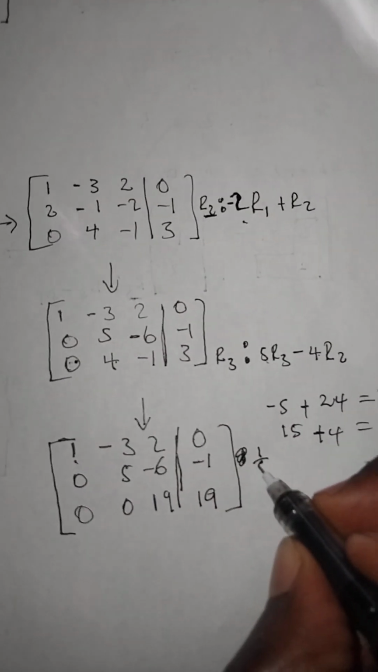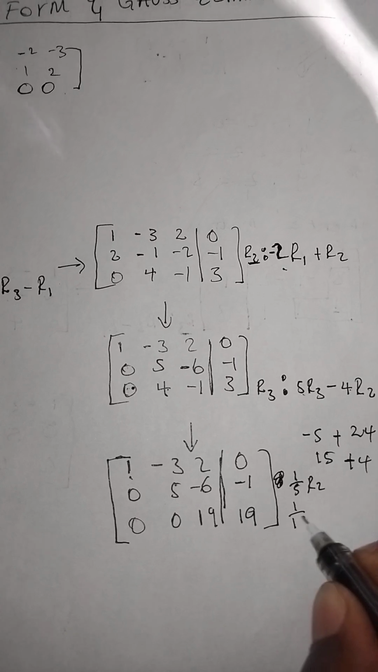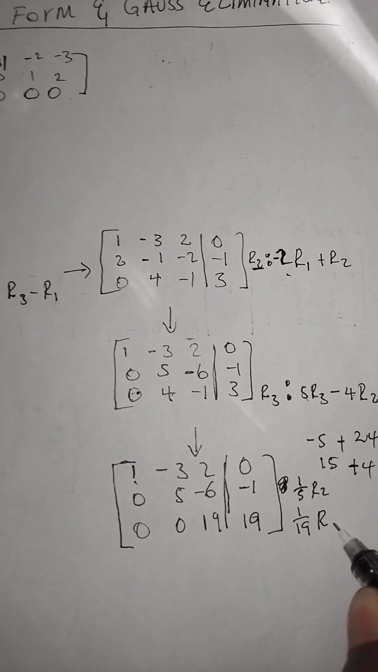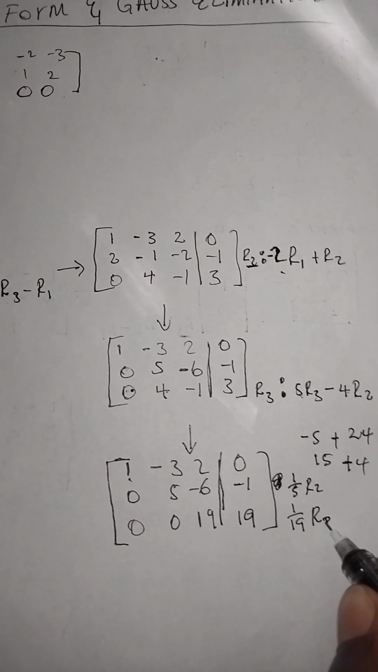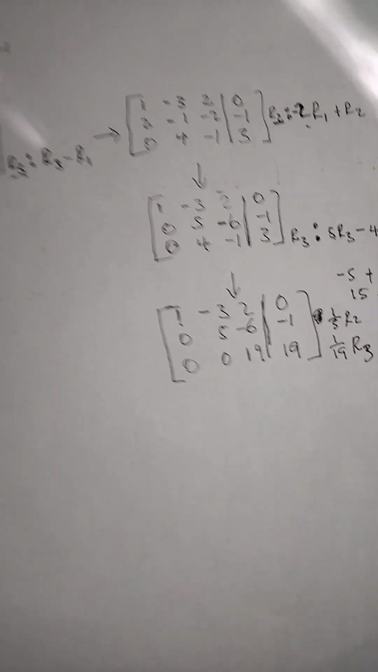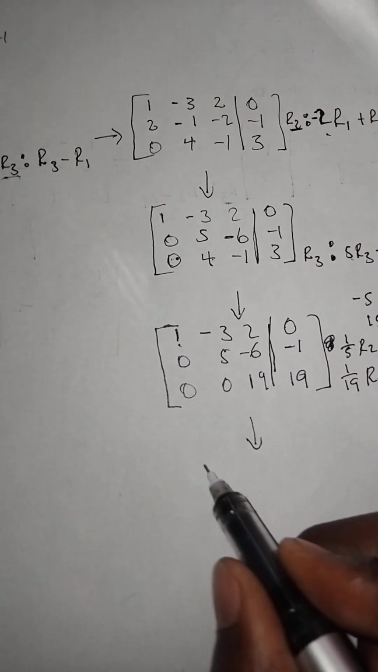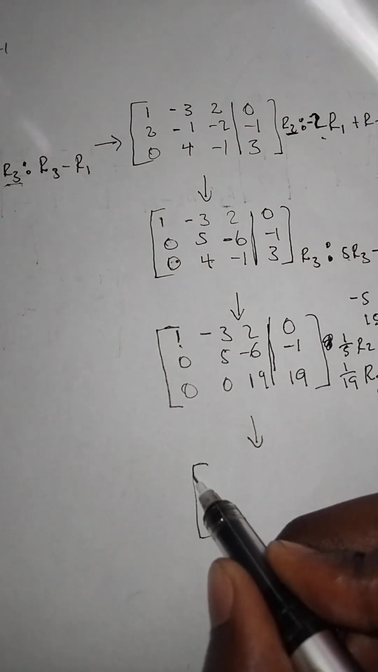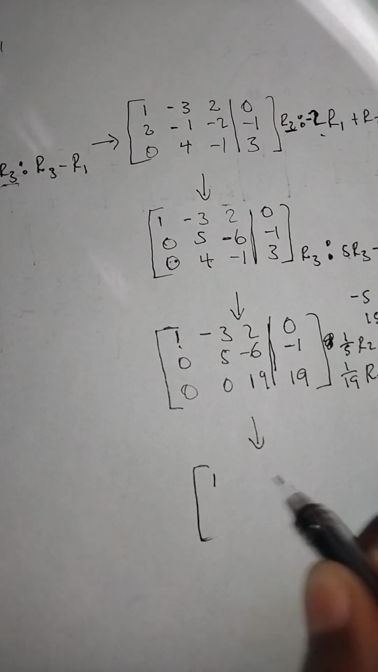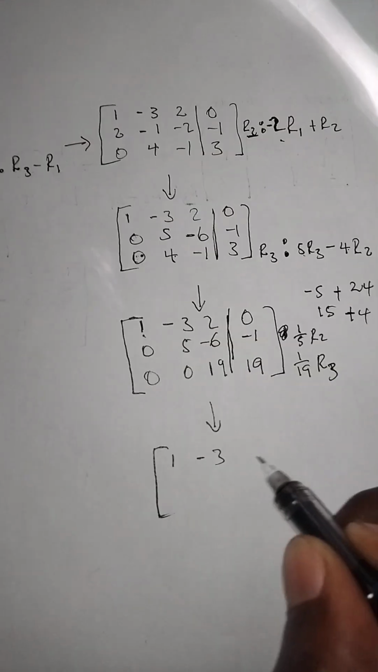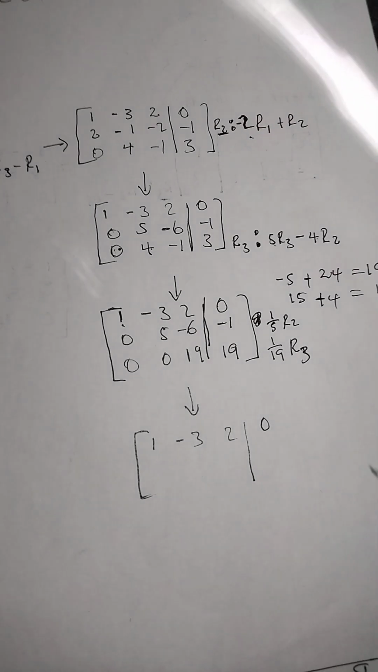row 2 by 1 over 5, 1 over 5 row 2. And then here we can multiply by 1 over 19, 1 over 19 row 3. So the new matrix that we are going to get from that is going to be, the first row is going to remain as it was: minus 3, 2, and 0.